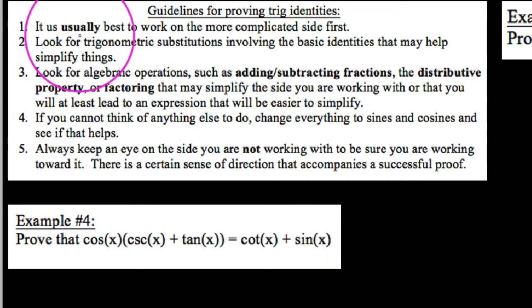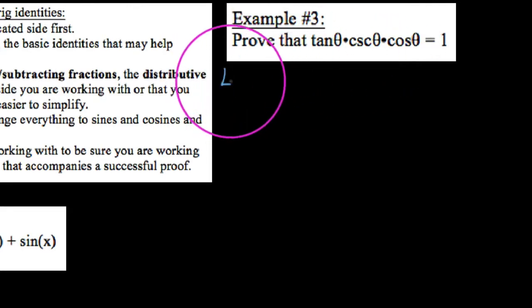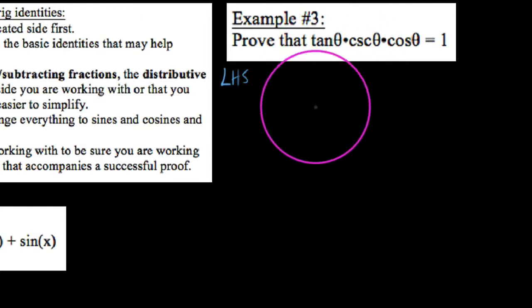Number 2 is this: look for trig substitutions involving the basic identities that may help simplify things. These would be things like cosecant is the same thing as 1 over sine, or that tangent is sine over cosine. As a matter of fact, we can start piecing this together. Looking at example number 3, we choose to work with the left-hand side, the LHS, and rewrite some things with basic trig substitutions.